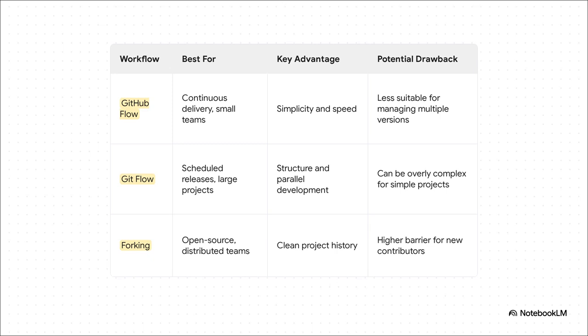GitHub Flow is super simple and fast, perfect for small teams that are pushing out updates all the time. Then there's Git Flow. It's much more structured, with special branches for features and releases. It's built for bigger projects that have a more formal, scheduled release cycle. And finally, you have the forking workflow, which is the standard in open source, where anyone can make their own copy and suggest changes.